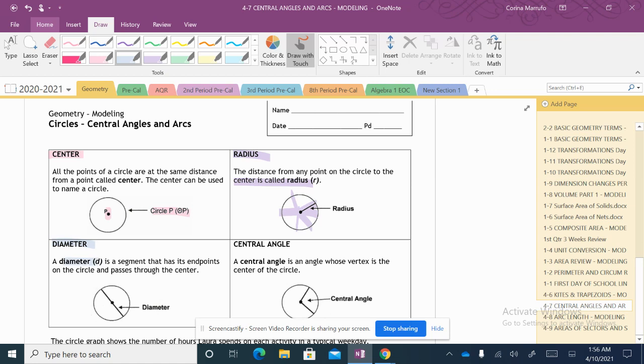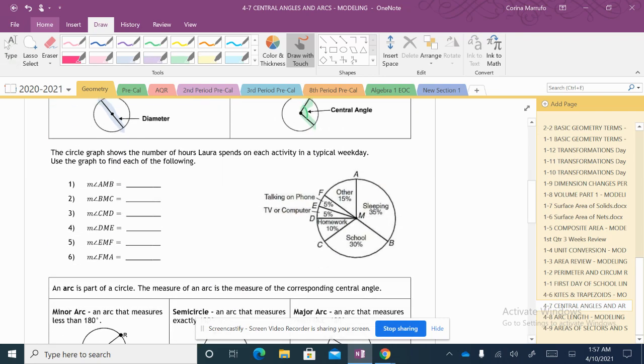Your diameter is a segment that has its endpoints on a circle and passes through the center. So it goes from one end to the opposite end, but it has to pass through the center. Your central angles are angles whose vertex is the center of the circle, so that you create a little angle in here.